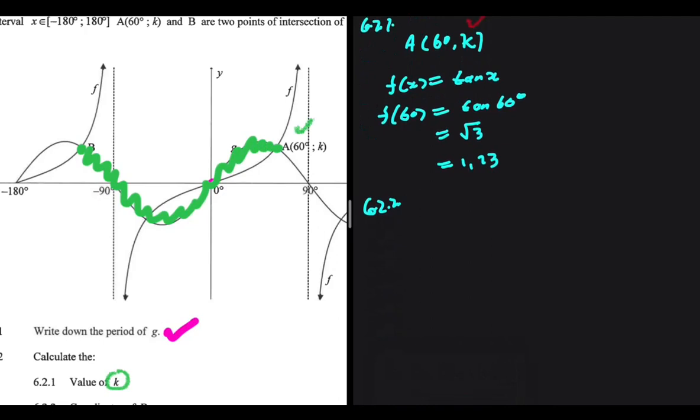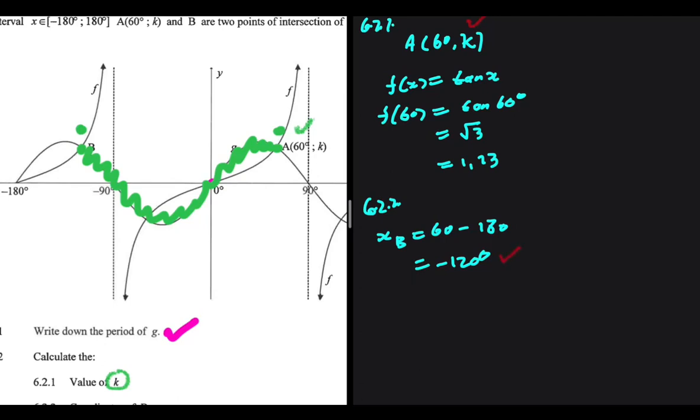So we can say that the x value at B will be equal to the x value at A minus 180 degrees. This is equal to minus 120 degrees. This is because from B to A, it's 180 degrees. So to find the x coordinate of B, we can say 60 minus 180 degrees, which is equal to minus 120 degrees. That is the x coordinate of B.